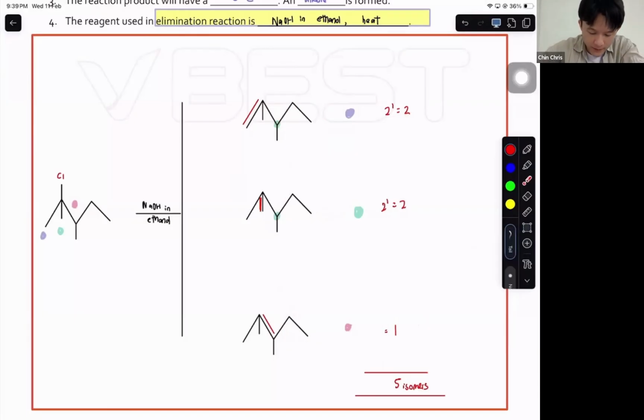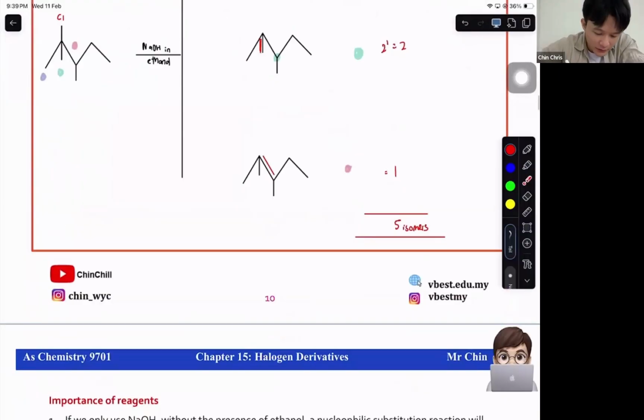The last one has no chiral center. A double bond cannot be a chiral center. This is an H, H. This is an H3. This is also an H3. That's it.